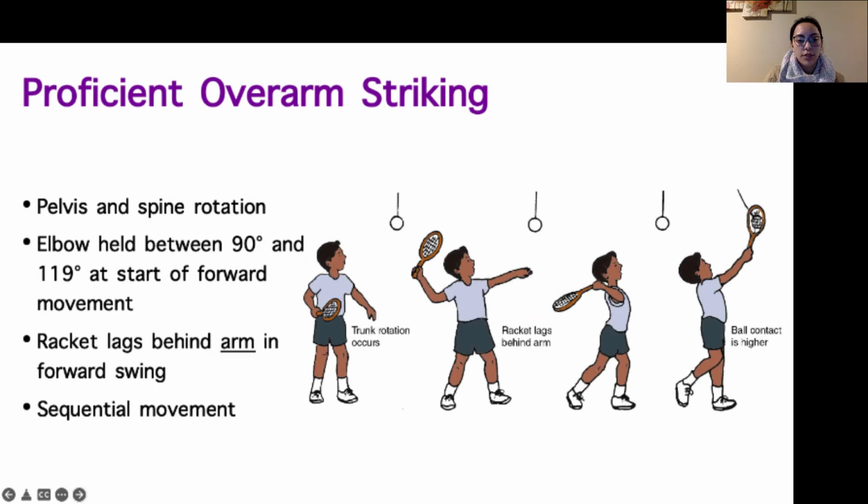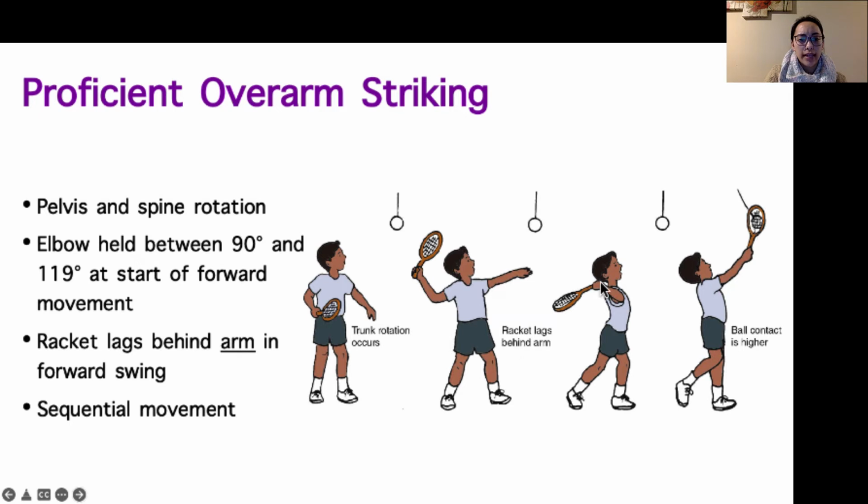For proficient overarm striking, we notice more involvement of spinal and pelvic rotation, typically going from more blocked to differentiated rotation. The elbow is usually held between 90 and 119 degrees at the start of the forward motion of the strike. So again, that's kind of an optimal angle to maximize the force that's transmitted into the ball.